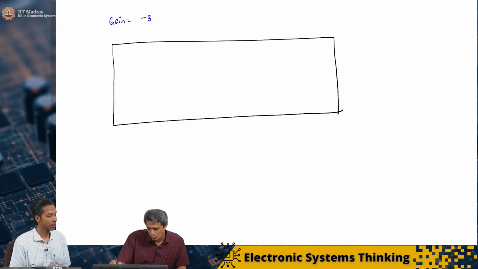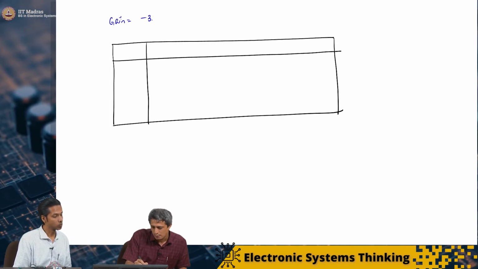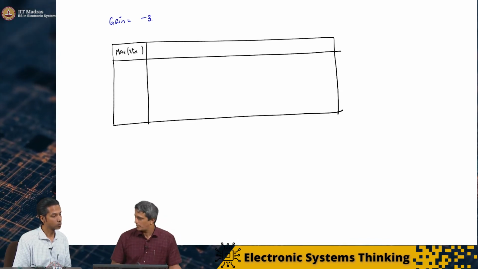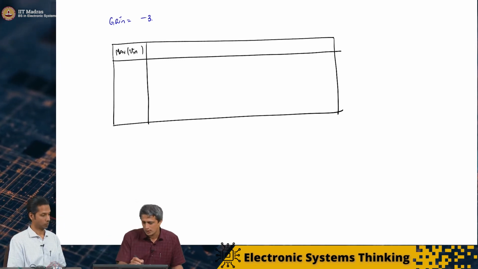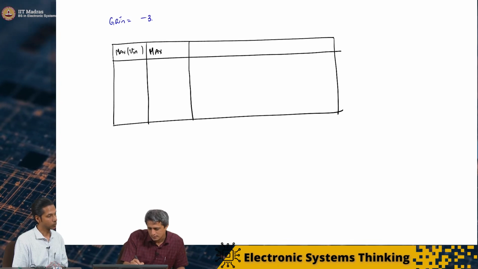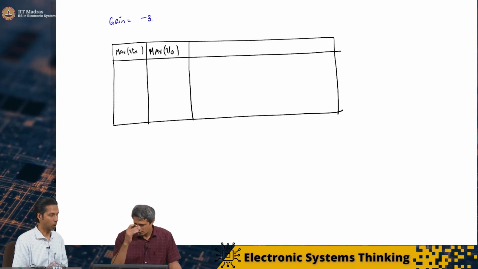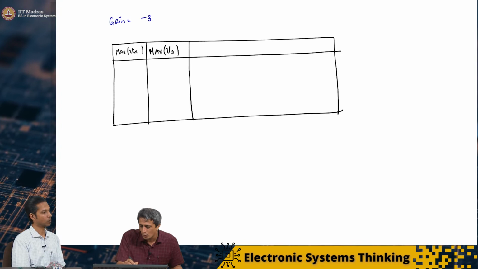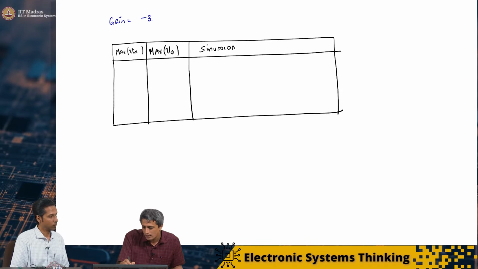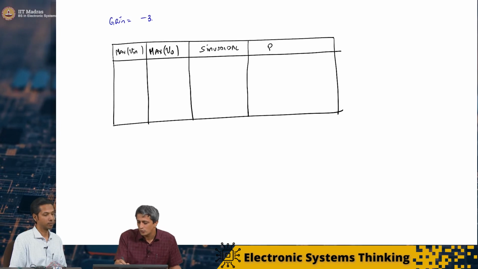I'm going to just talk about the max of V in. The V in has an amplitude, so I'm going to look at that max value, and I'm going to look at the max of V out. This is the peak value of the input and output. And we'll also say, is it sinusoidal or not? And we'll also observe the phase.